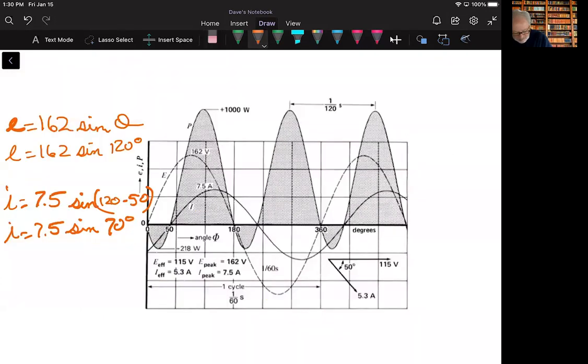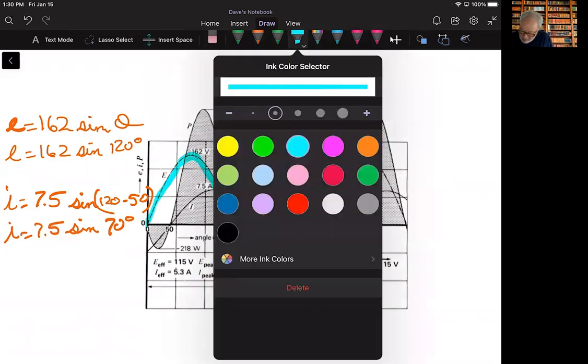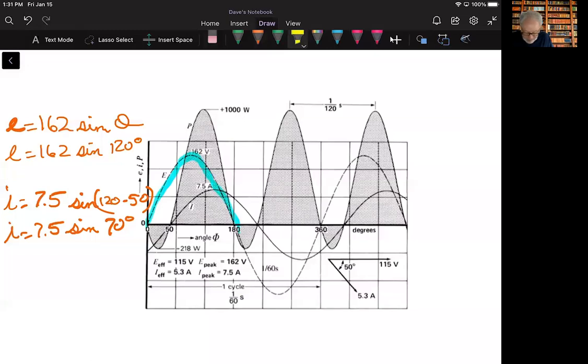So in this problem, example 7.1 on page 134, let's say I have a sinusoidal voltage that has a peak of 162 volts, right? So we've already seen that there, half of it. And it's at a frequency of 60 hertz. And I also have a current that has a peak value of 7.5 amps, and it lags this voltage by 50 degrees. And what we're looking at there, of course, is this.